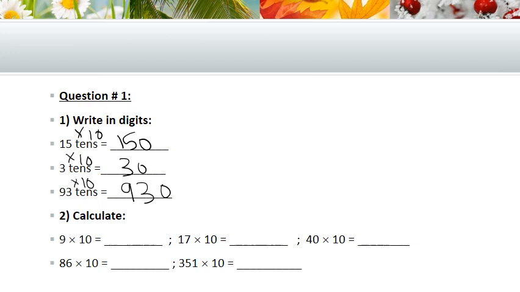Calculate mentally. 9 times 10, this means cancel 0, put it here, and 9 times 1 equals 9. 86 times 10, cancel 0, put it here. 86 times 1, which is equal to 86. 17 times 10, cancel 0, put it here. 17 times 1, which is equal to 17. 351 times 10, cancel 0, put it here. 351 times 1 is 351. Also the last one, cancel 0, put it here. 40 times 1 is equal to 40.